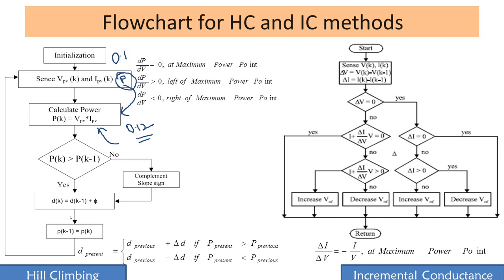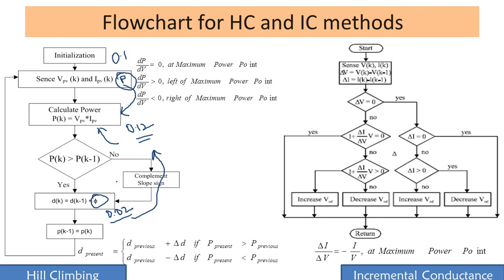So what you will do, you will increment the duty cycle, or if the power is less, you complement your slope sign. S means you increment, and phi is nothing but the 2% variation I told you, 0.02. 0.12, this variation. If it is not, what you have to do, 0.1 minus 0.02, so you will get 0.08. So this is how it goes.